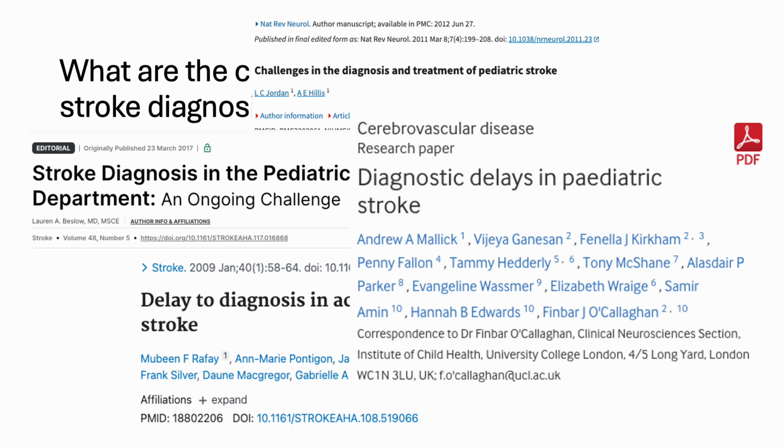What do we learn from these studies? That the diagnosis of acute ischemic stroke in children is delayed at every stage, from lack of recognition by the caregiver and initial ED doctors to also the point of their first neuroimaging.